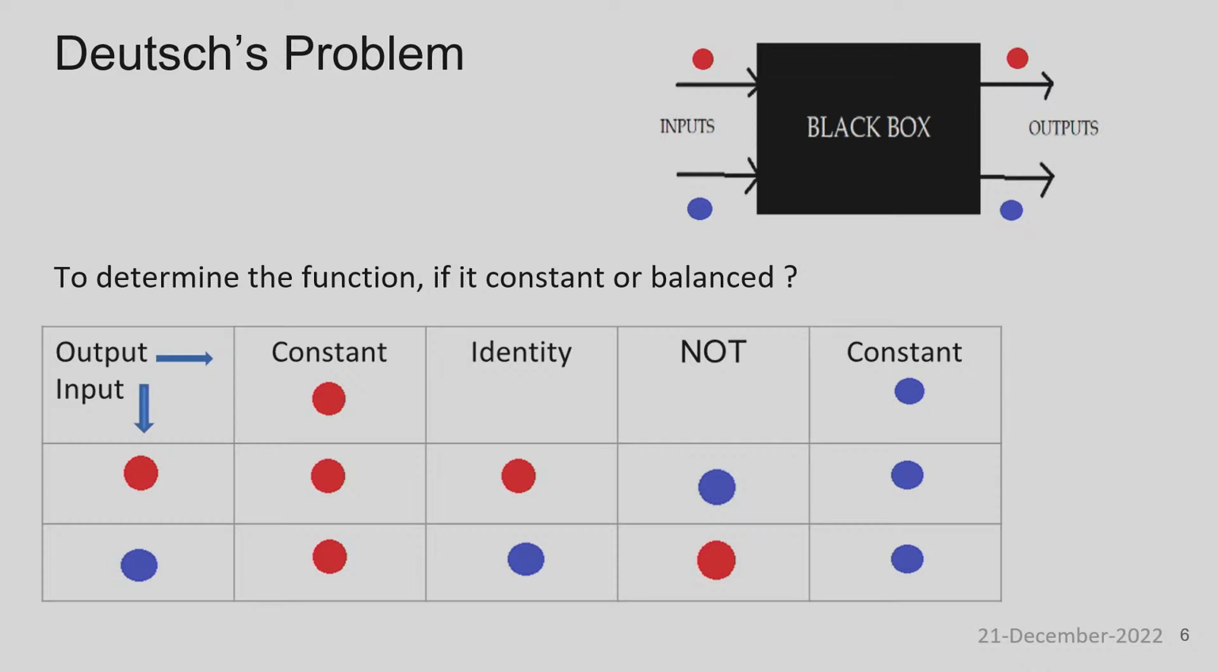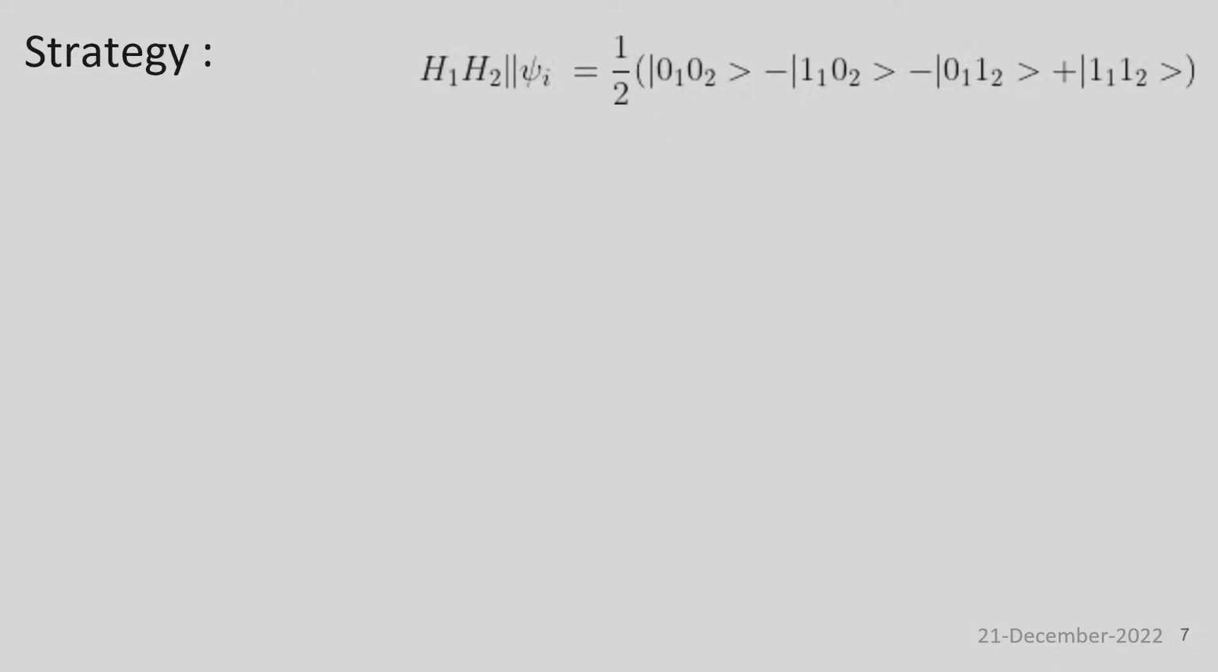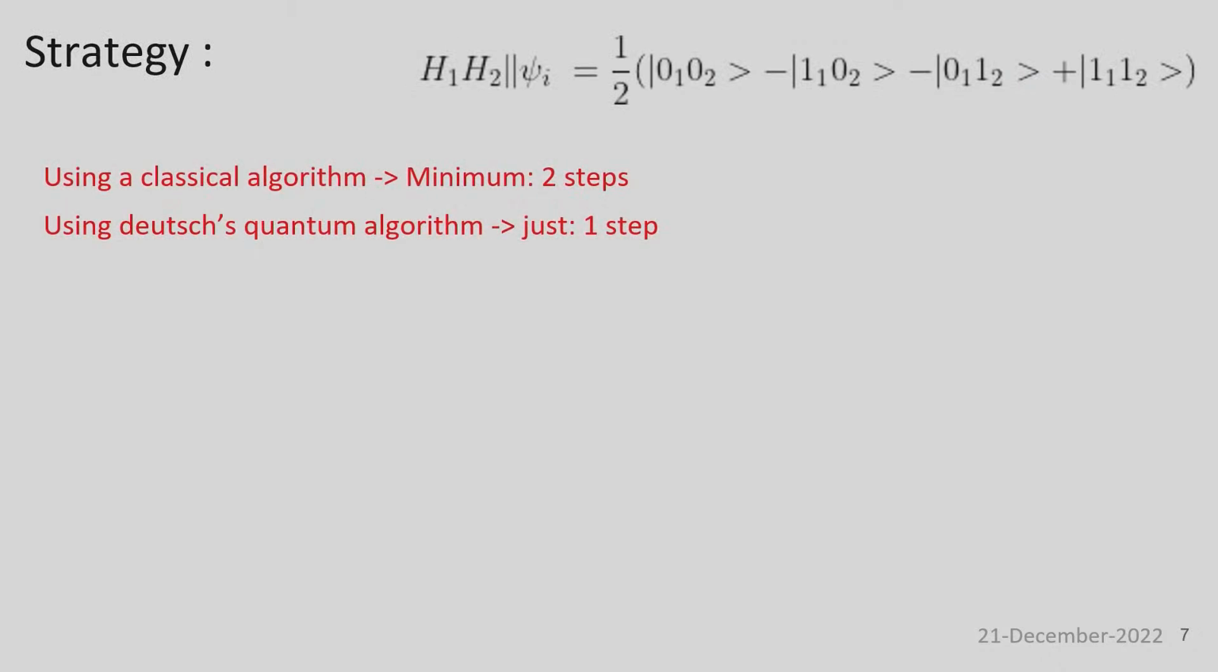So what's a constant function? The output is not dependent on the input. And what's a balanced function? When the output is dependent on the input. So here in this possibility, the output is not dependent on the input, but here it is dependent. To solve this problem, it would take a minimum of 2 steps for a classical computer, but it would take just one step for a quantum computer.